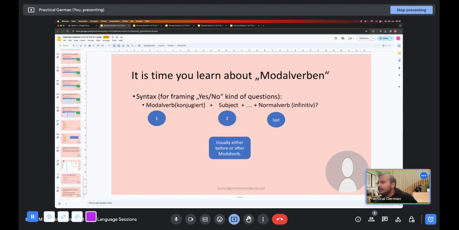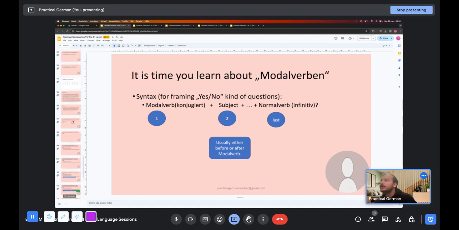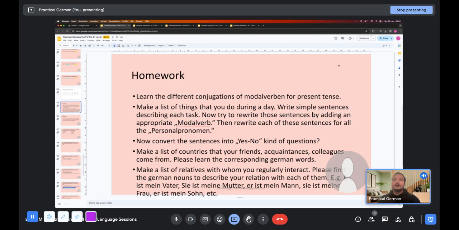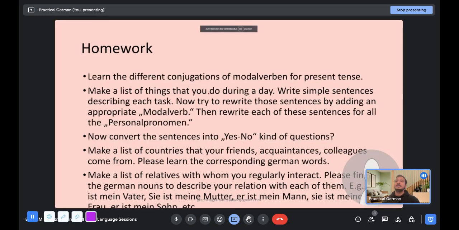Homework for you. Please pass the 4 a.m. test. Learn the different conjugations which Karthikeyan just read for Modalverben. Make a list of things that you do during a day. Write simple sentences describing each task. For example, I eat, I drink, I sleep, I walk, I talk, I hear, something like that.